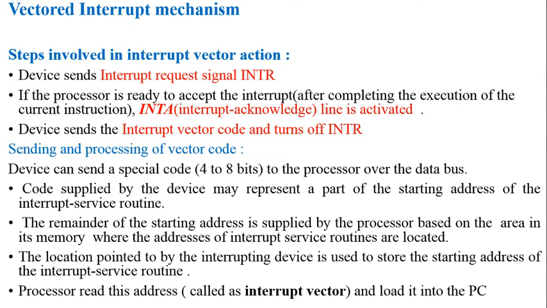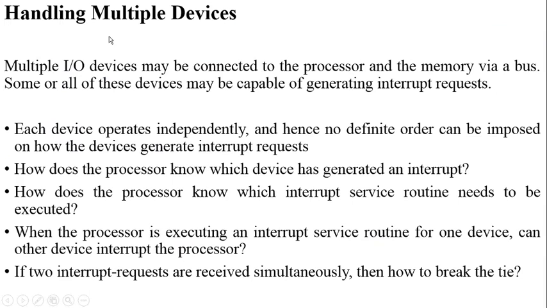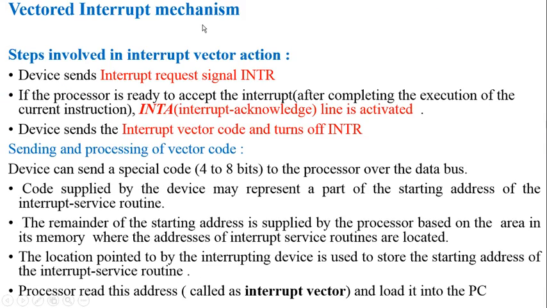After that, the processor stores this starting address of the interrupt service routine to a location which is specified by the device which generated the interrupt request, and also stores the starting address into the program counter for starting the execution of the interrupt service routine. So this is an important mechanism. Try to understand the steps carefully. This mechanism is used for handling interrupt requests from multiple devices.